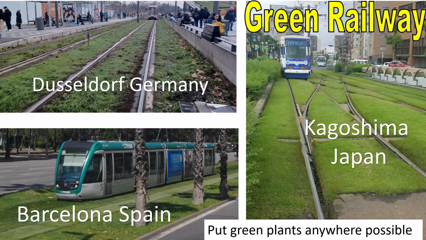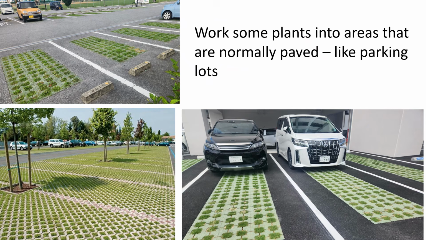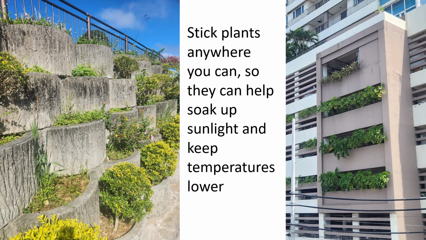Put plants anywhere you can. Here's an example of some green railways. Instead of having just regular rocks in between the tracks that get hot, plant some grass. Work in some plants any place where there's normally a lot of pavement. Like you see, putting even these little clumps of grass in the parking lot are going to soak up some sunlight a lot more than the asphalt would, in terms of being used for photosynthesis and not raising temperature. Stick plants anywhere you can, any little nook and cranny, because collectively, the more plants you have, the more sunlight you're going to soak up for photosynthesis, and the lower the temperatures are going to be.